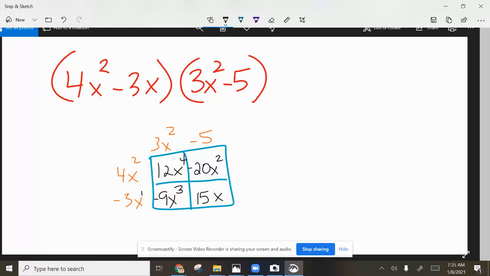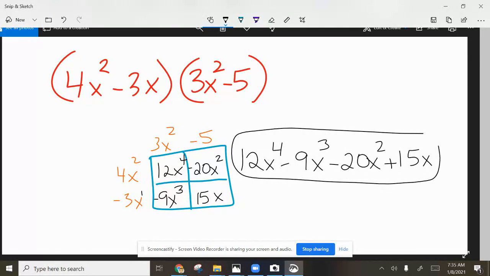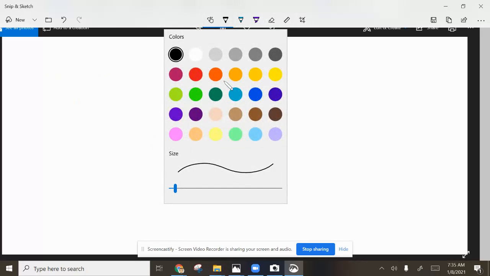Are we good? So what do you notice about my answer? What's interesting? There are no terms to combine. There are no like terms, which is interesting to me, okay? No like terms whatsoever to speak of. All right, so this one was a little more challenging, a little more intense, but you can handle these. I know you can.